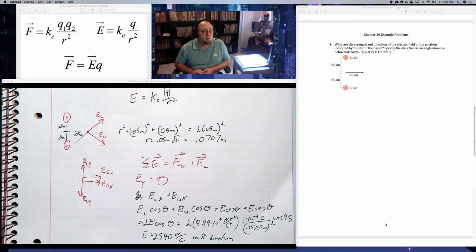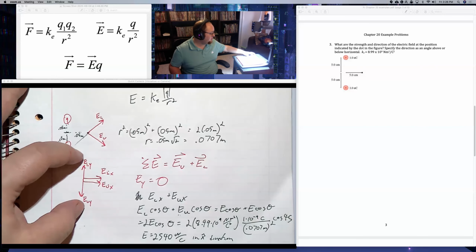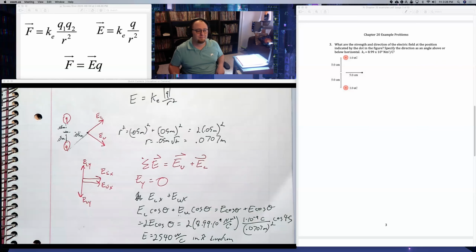Once again, drawing your pictures makes these easier. If I didn't draw the picture, I probably would have solved each one and found the Y component of each one. But why bother finding the Y component of each one? I can just look at this picture and say, these cancel, these 2 add up. Draw your pictures. It'll make your life easier.